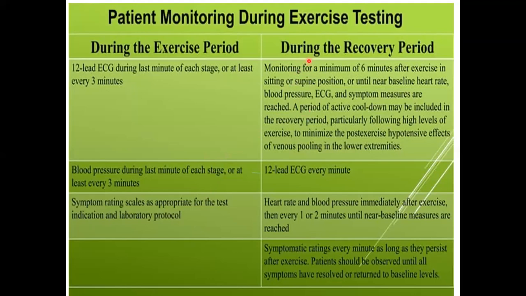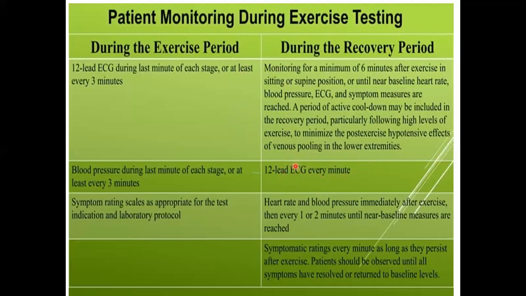During the recovery period, the patient should be monitored for a minimum of 6 minutes after the exercise, in either a sitting or supine position, or until near baseline heart rate and blood pressure, with ECG and symptom measures, are reached. A period of active cool down may be included in the recovery period, particularly following high levels of exercise. This is designed to minimize the post-exercise hypotensive effect of venous pooling in the lower extremities. And the 12-lead ECG should be taken every 2 minutes.